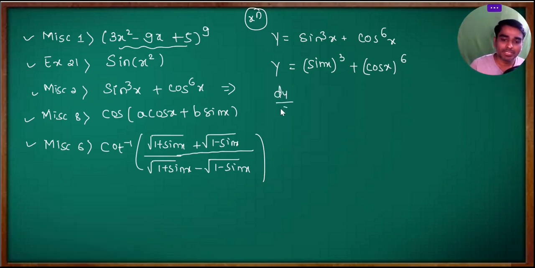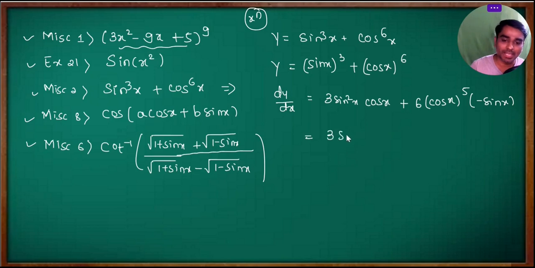So what is dy by dx here will be 3 sine square x, then differentiation of sine x, which is cos x, plus. Here what will be the differentiation? 6 cos x to the power 5, then differentiation of cos x, which is minus sin x. So overall answer is 3 sine square x into cos x minus 6 sin x into cos x to the power 5.